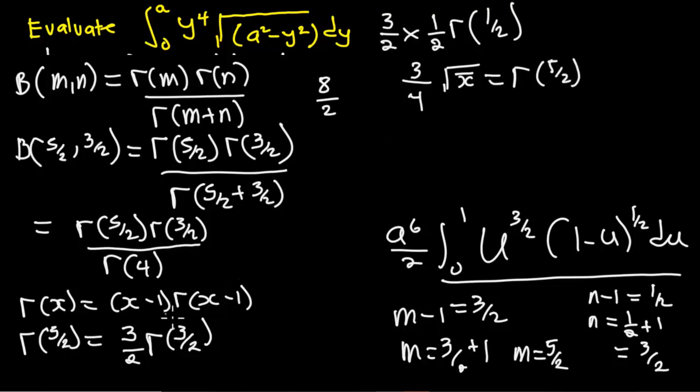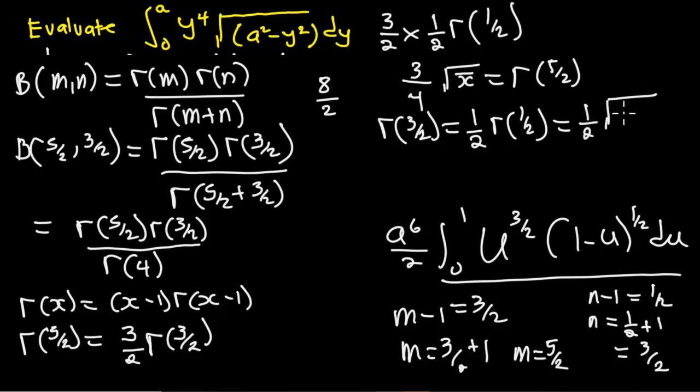Now let's do for the gamma of 3 on 2, which is this one. We are going to have the gamma of 3 on 2 is equal to, using that same property, when we subtract 1 from 3 on 2, we are going to get half times the gamma of 1 on 2, which by definition gives the square root of pi. We are going to have half times the square root of pi. And the gamma of 4 is simply 3 factorial, which is 3 times 2 times 1, which is going to give us 6.